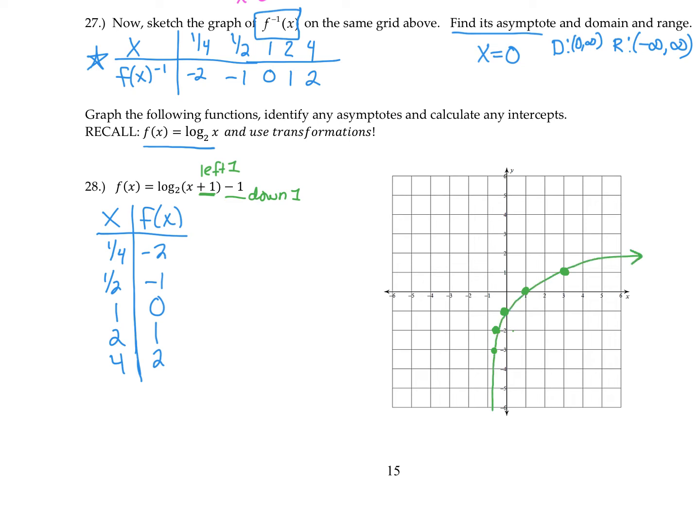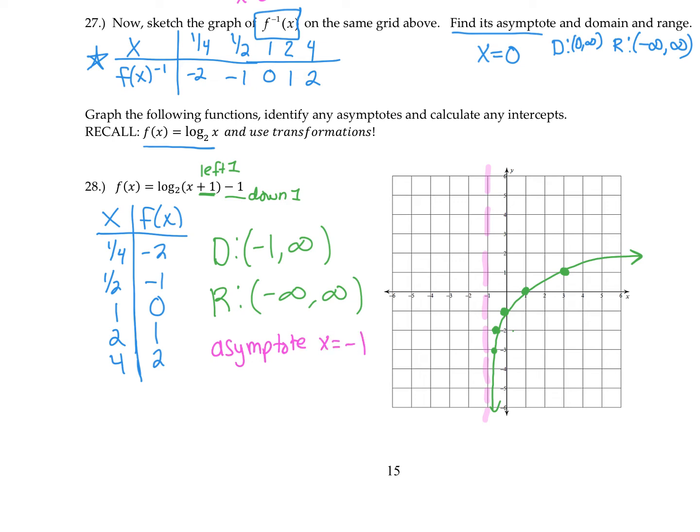As I can see, my domain restriction is affected by the left 1 shift. When determining the domain and range, since it went left 1, instead of the domain being 0 to infinity, it's now going to be -1 to infinity. And my range is going to be -infinity to infinity. I can also see my asymptote is here at -1. So I have an asymptote at x equals -1.